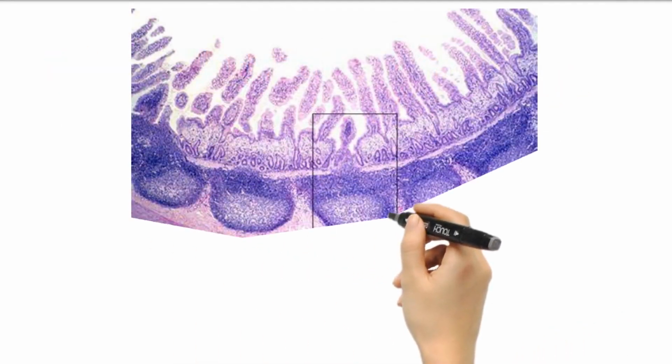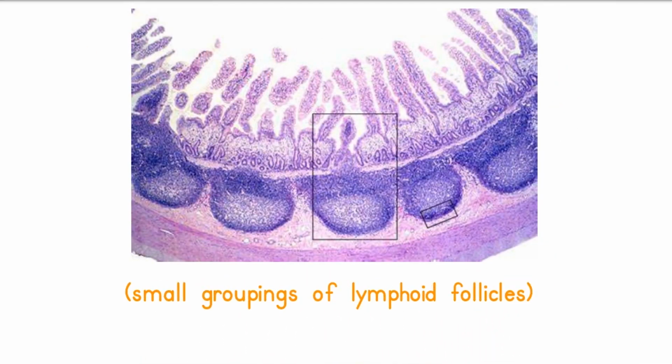In case you need a review of what Peyer's patches are, they are small groupings of lymphoid follicles in your small intestine, and they play an important role in how your immune system responds to possible infections.